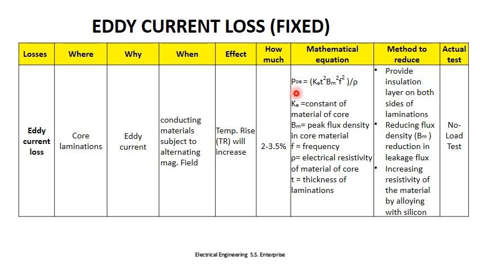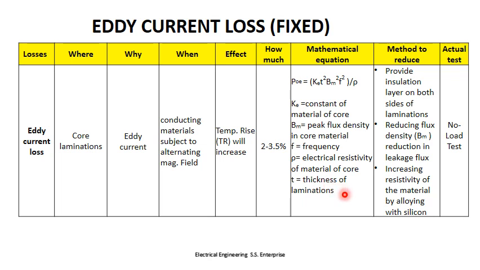Mathematical equation: eddy current loss in core lamination is equal to Ke T squared Bm squared F squared divided by rho, where Ke is a constant of the material of the core, Bm is peak flux density, F is frequency, rho is electrical resistivity of the core material, and T is thickness of a lamination.